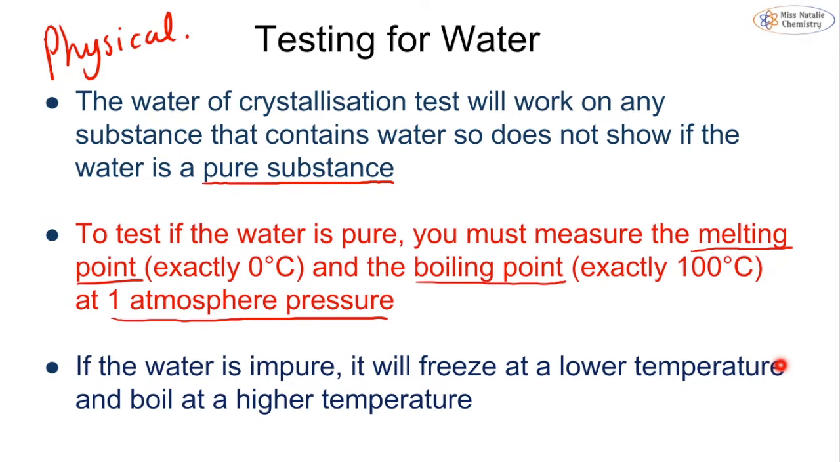And if it is pure water, the melting point is exactly 0 and the boiling point is exactly 100. If it is impure, or there is anything that should not be there, you will freeze at a lower temperature and boil at a higher temperature.